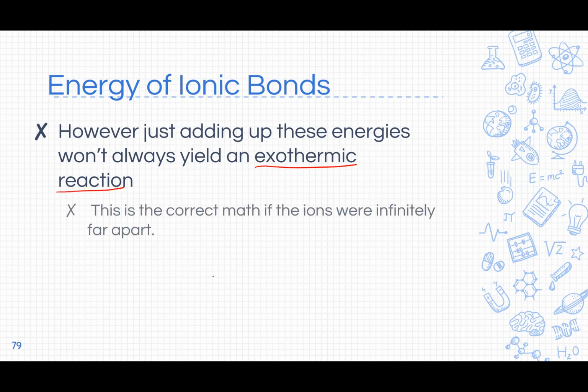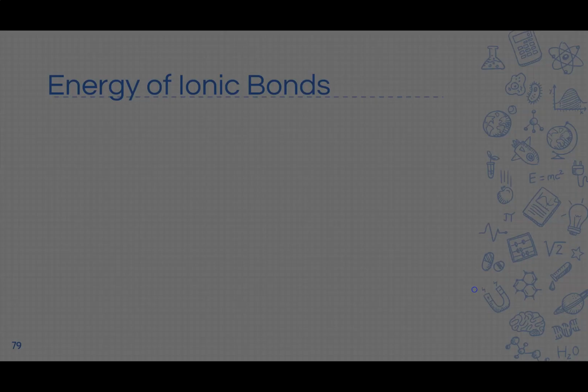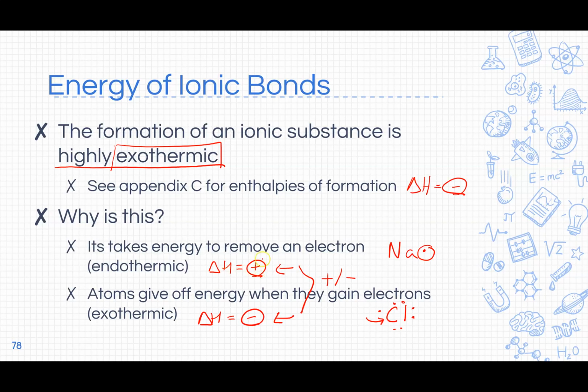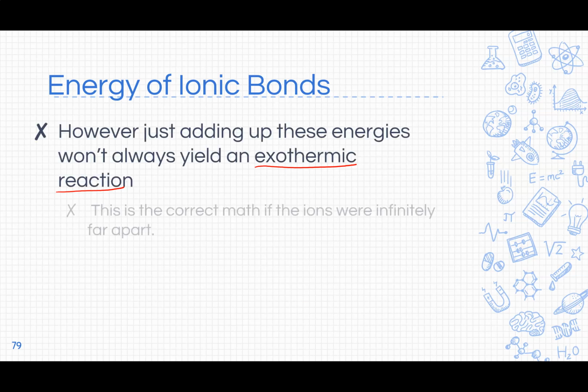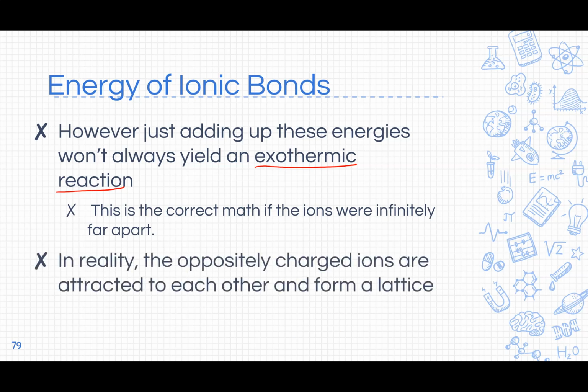But that's because that is the correct math if the Na ion and the Cl ion were infinitely far apart from each other. So if everything was acting completely independently, sure, we would go ahead and do exactly what we were talking about. Find the delta H of removing the electron, find the delta H of gaining the electron, adding it up. Maybe it would be positive, maybe it would be negative, meaning maybe endothermic, maybe exothermic. But that would assume that the ions are acting independently, when in reality, oppositely charged ions, the Na plus and the Cl minus, are going to be attracted to each other.